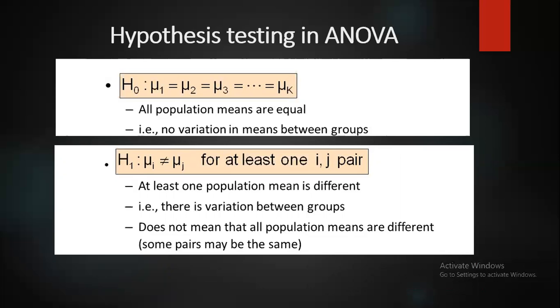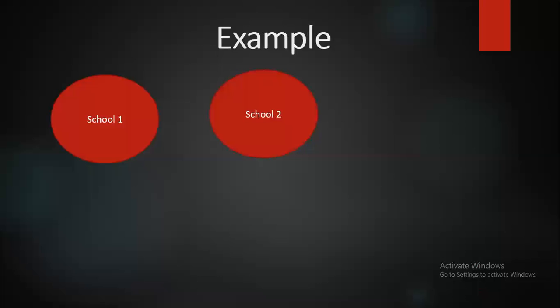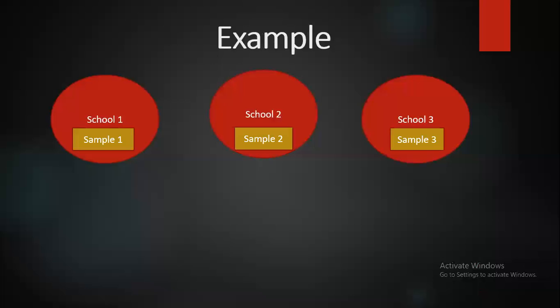Now we will clear this up with an example. Let's take an example of 3 schools: School 1, School 2, School 3. Taking the schools, we are going to analyze whether the test scores from each of these schools are the same or not. Analyzing each student from these schools is not possible. It is a heavy task, time consuming and money consuming. So for this purpose, we draw a sample. From each school, we are drawing a sample as sample 1, sample 2 and sample 3.